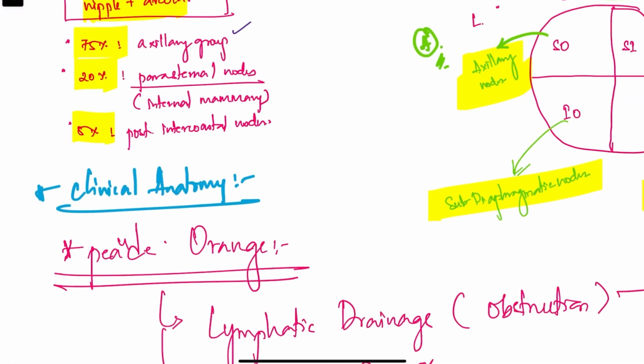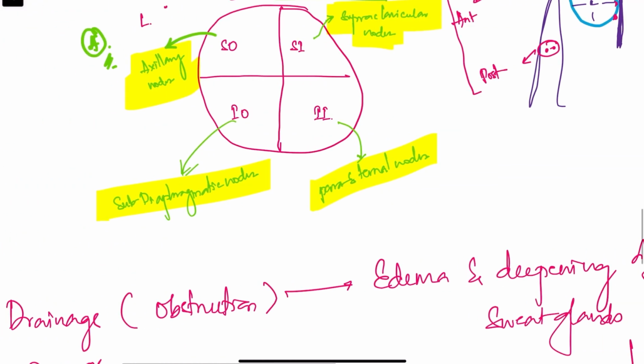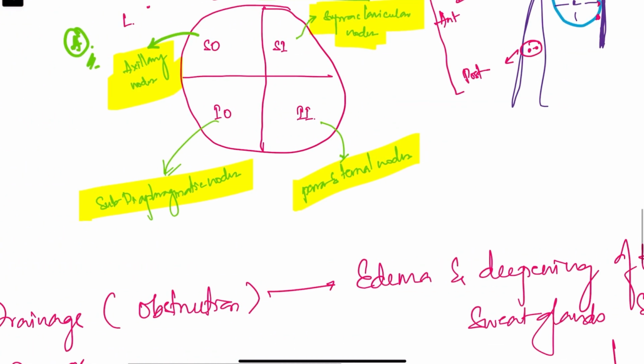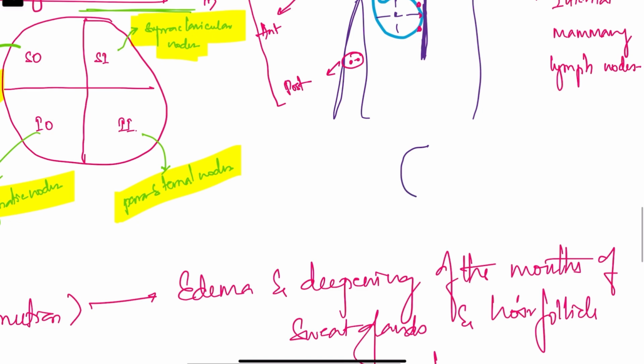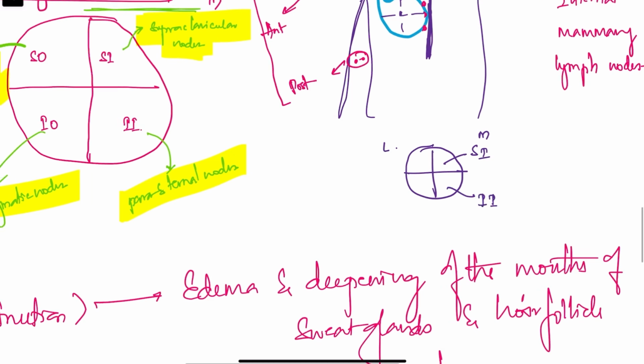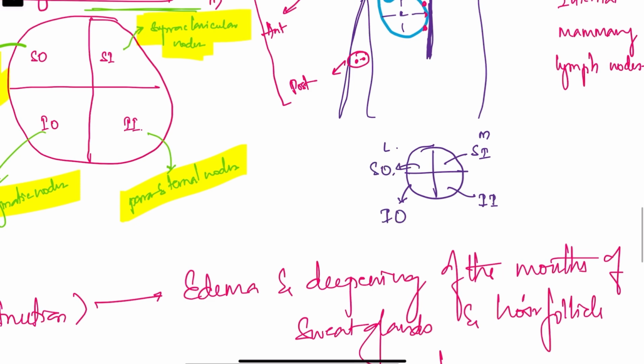Then 20% parasternal nodes. Then 5% posterior intercostal nodes. Then we made a breast diagram. We usually divide the breast into medial and lateral. This is superior inner, this is inferior inner, this is inferior outer, superior outer. I hope this is clear. This was the main basic motto of this diagram.